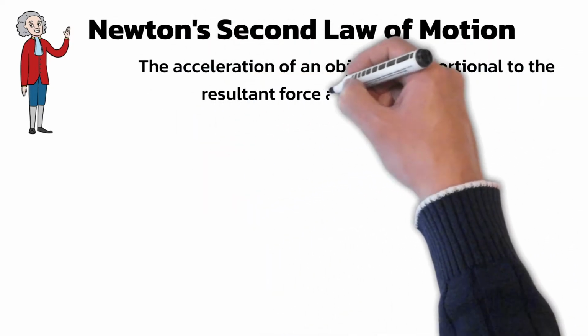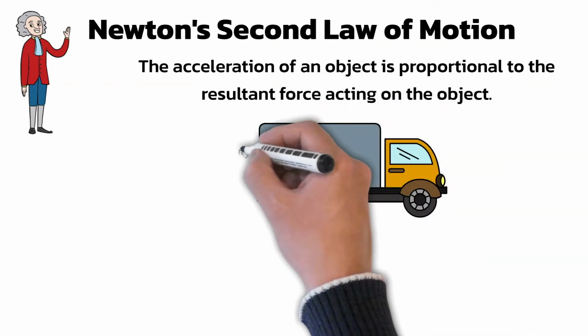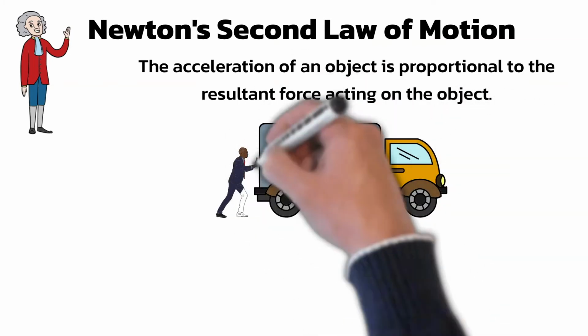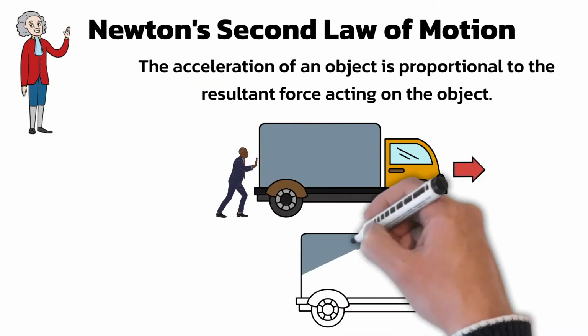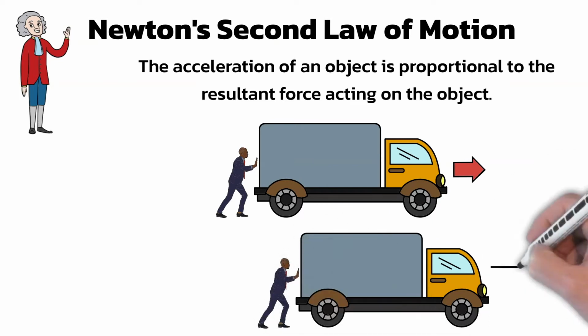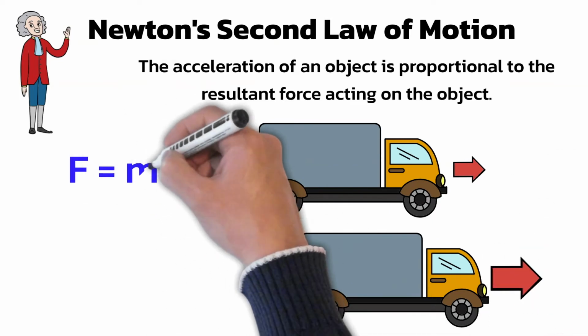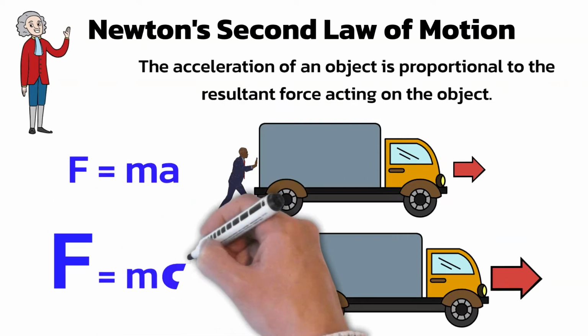This can be shown using the formula, force equals mass times acceleration, or F equals ma. In the first diagram, James pushes with a certain amount of force. This causes the van to accelerate. In the second diagram, James uses a greater force, and so the van must have a greater acceleration. So, for an object with constant mass, the acceleration of the object is proportional to the force applied to it.